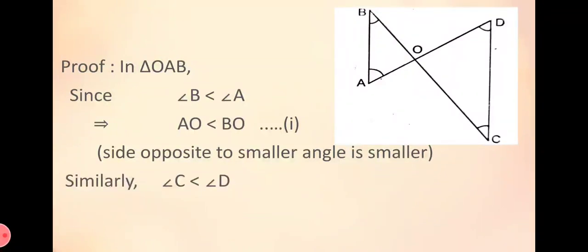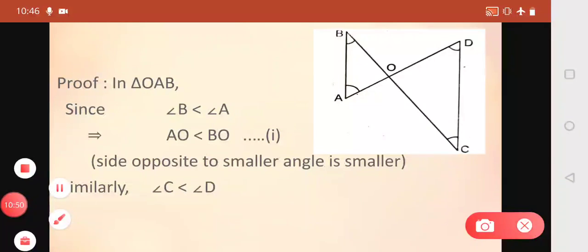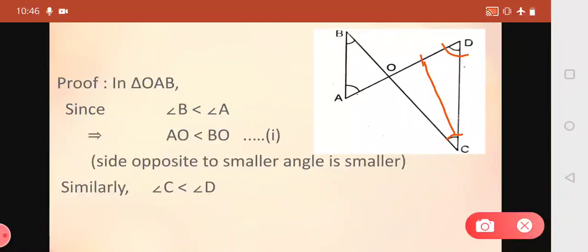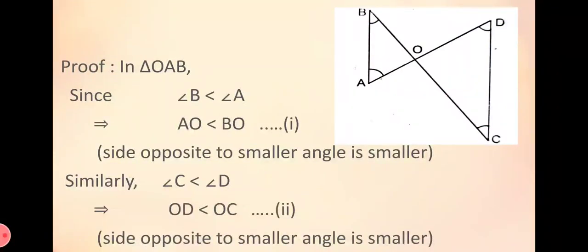Similarly, in another triangle COD, you can see angle C is less than angle D. Now, the opposite side of angle C, this is our angle C, so the opposite side of angle C will be OD, and the opposite side of angle D will be here OC. So we write, implies that OD is less than OC. Let it be number 2. Same reason, that the side opposite to the smaller angle is smaller.